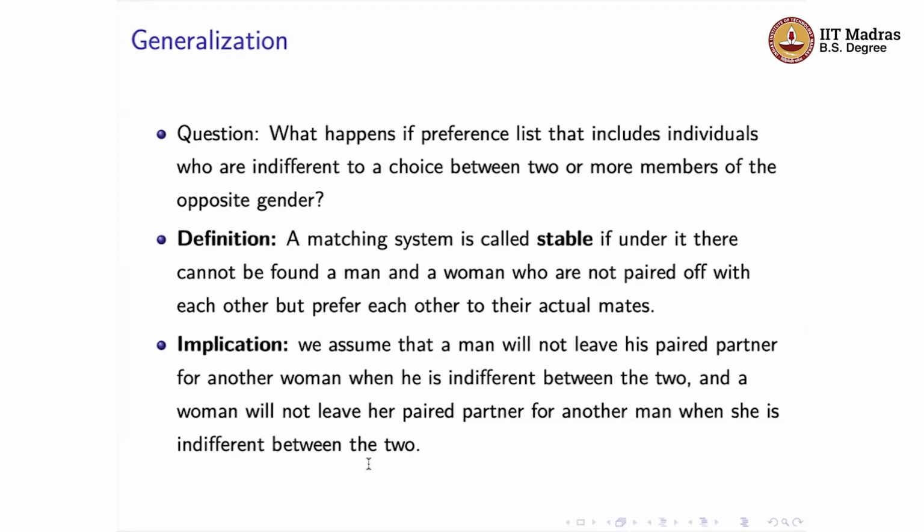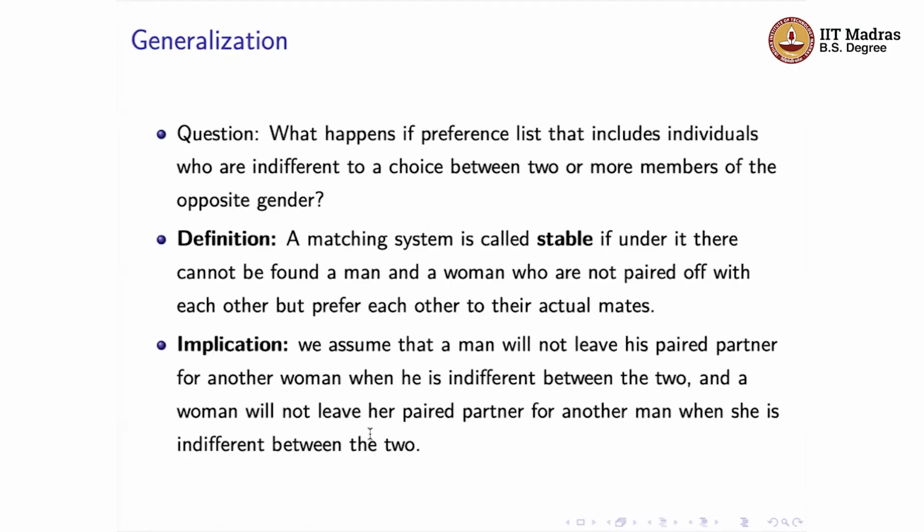Recall that the definition of stable matching is the following: a matching system is called stable if under it there cannot be found a man and a woman who are not paired off with each other but prefer each other to their actual mates. This is the definition that we had seen before. So what's the implication of that here? It means that a man will not leave his paired partner for another woman when he's indifferent between the two. If he wants to block the matchmaker's proposal with another woman, then he must strictly prefer the other woman compared to the woman the matchmaker has paired him with.